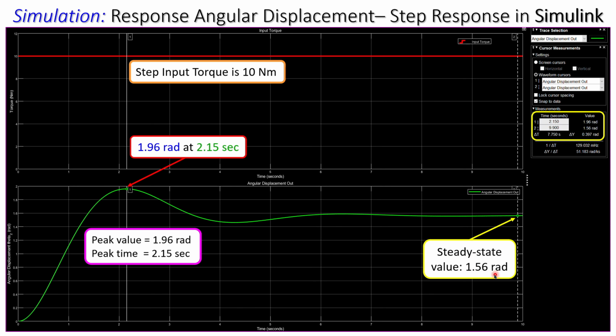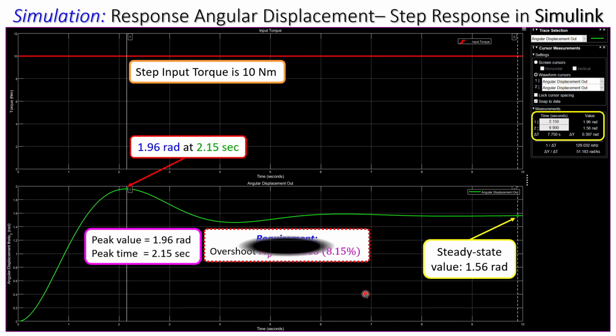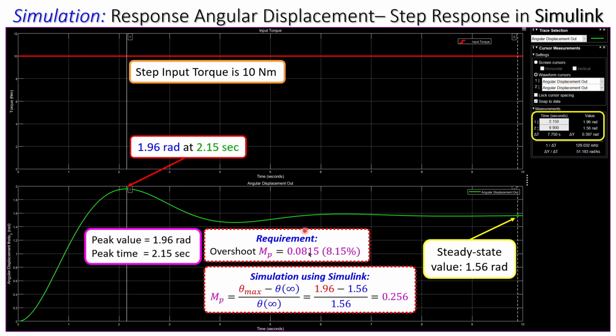1.56 radians. What's interesting is if you now look at the requirements, this was the requirements, right? So it's actually the new overshoot for question B. It was 8.15%. Now look at the simulation using this. The maximum is 1.96. It's also shown here, and also the steady state value is 1.56. 1.96 over 1.56 is then 0.256, then 25.6%. It's actually going up.